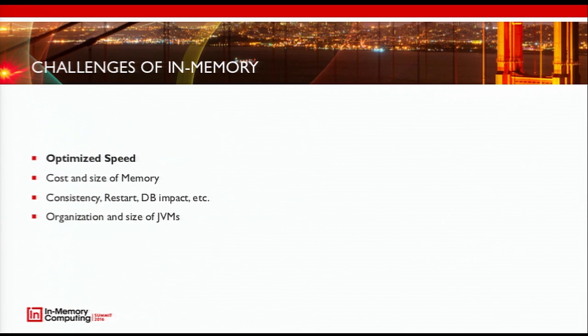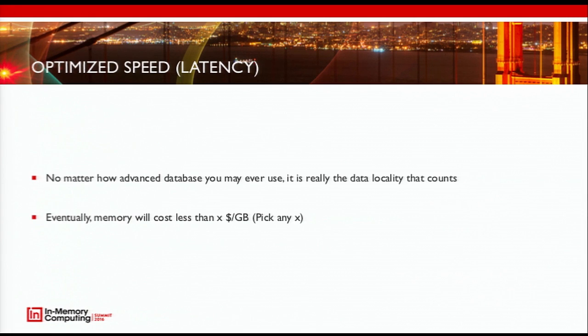I'm going to start with speed. And I kind of postulate something here. It doesn't matter how advanced or quick a database you may ever have. All that matters is the locality of the data. You want to have the data you're working with as close as possible to your application. That's key, and I'm going to describe why. And another thesis I have is eventually memory will cost less than X dollars per gigabyte. Pick any X. So it doesn't matter what kind of figure you come up with. It will be, in a relatively short period, cheaper than that.